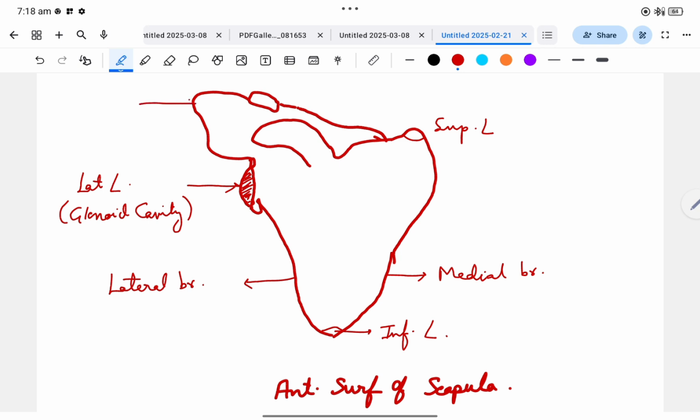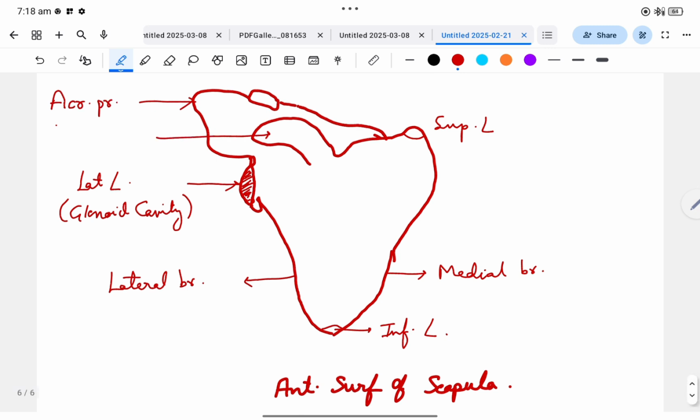Now this is the acromion process. This is the coracoid process, and the spinous process in the posterior view, and this is the superior border. So I hope the concept of three angles, three processes, three borders is clear. Now we will see the remaining things, other parts of the scapula.